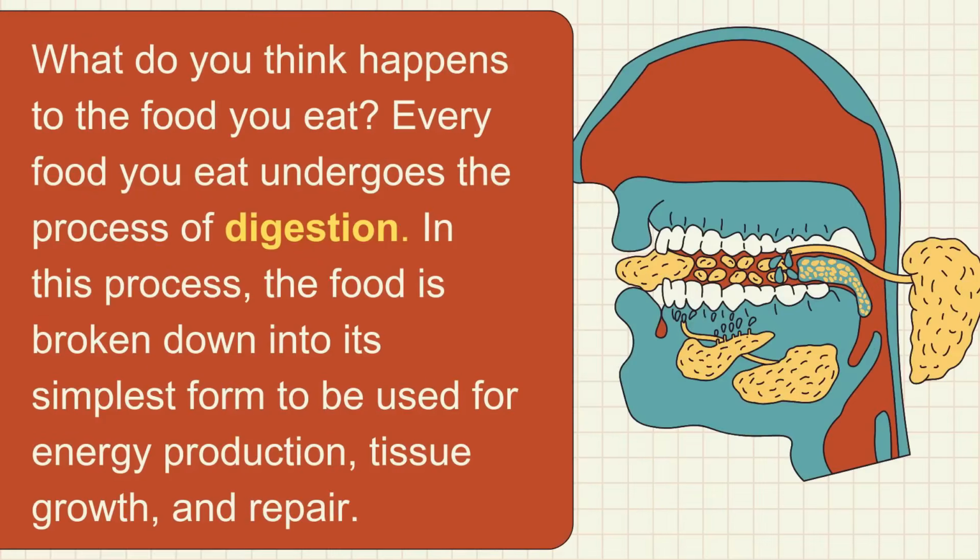What do you think happens to the food you eat? Every food you eat undergoes the process of digestion. In this process, the food is broken down into its simplest form to be used for energy production, tissue growth, and repair.